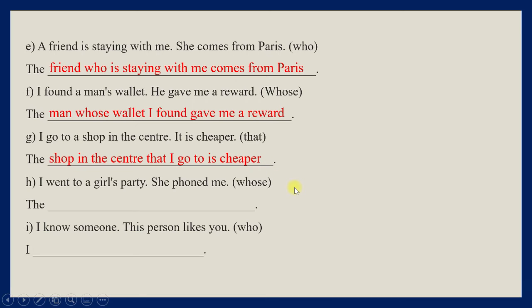H. I went to a girl's party. She phoned me. Whose? The girl whose party I went to called me. Again, because party belongs to the girl, that's why we can use whose in here. I know someone. This person likes you. Who? I know someone. What someone? Who likes you. I know someone who likes you. This is a defining one, but you cannot remove it from the sentence.